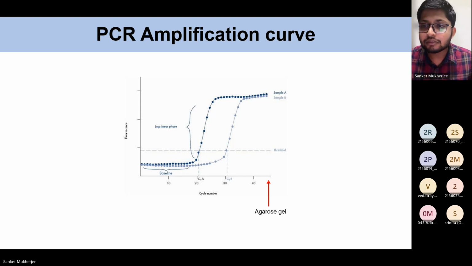Clear on that? Yes, sir. Yes, sir. Then why do we have this threshold?